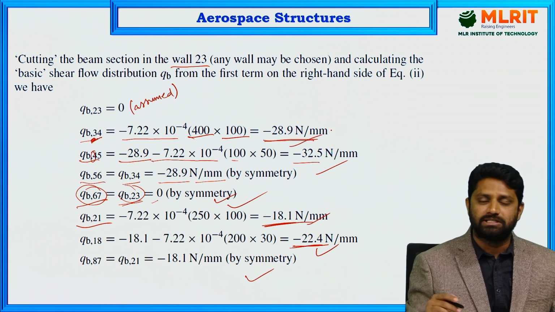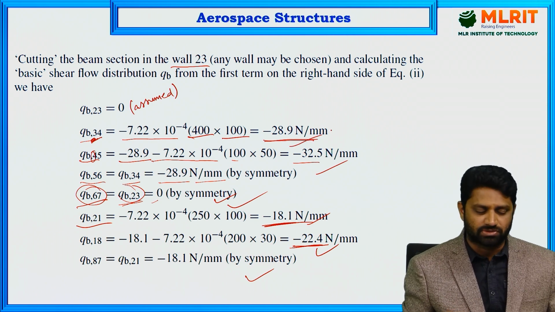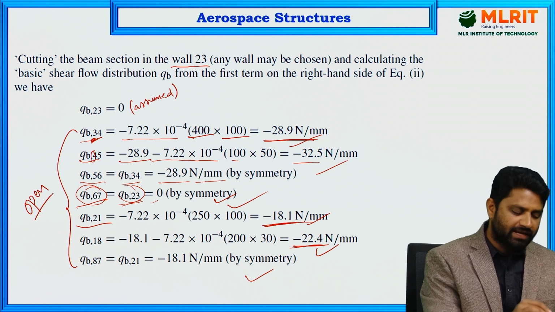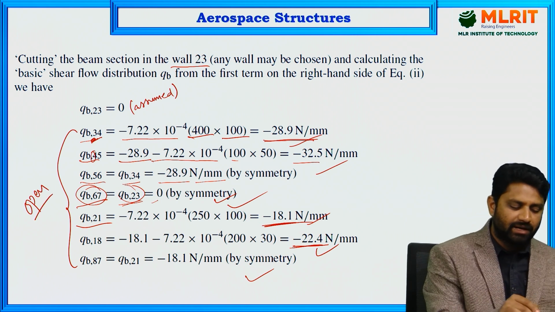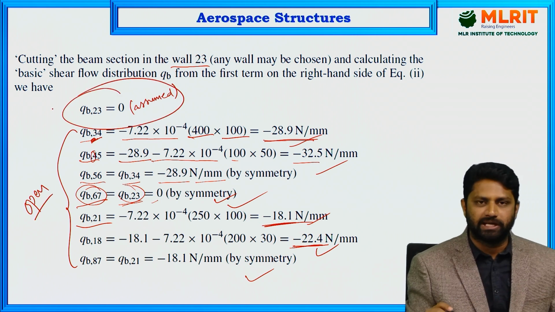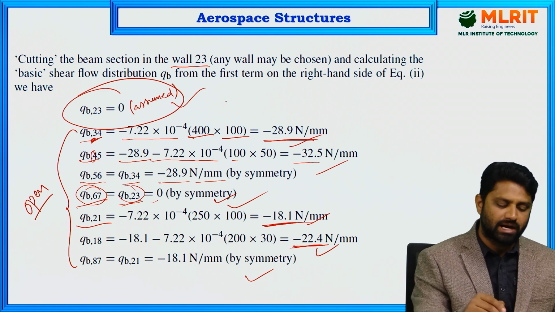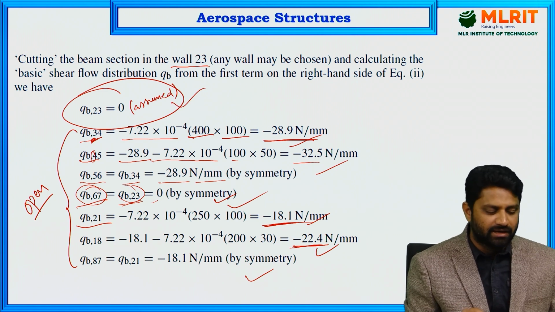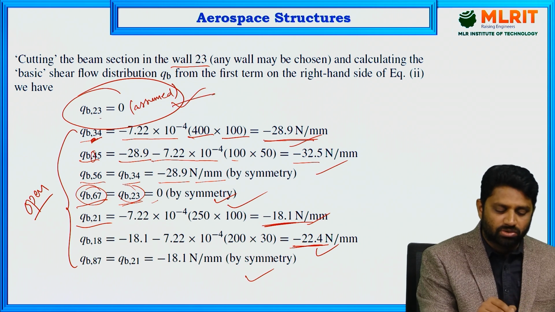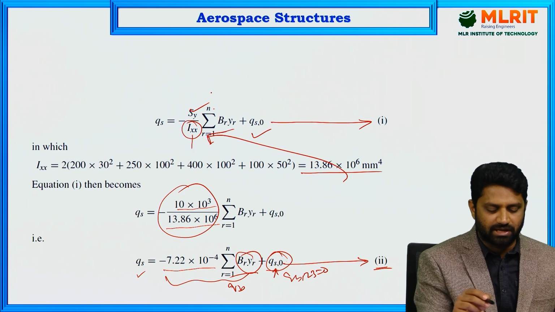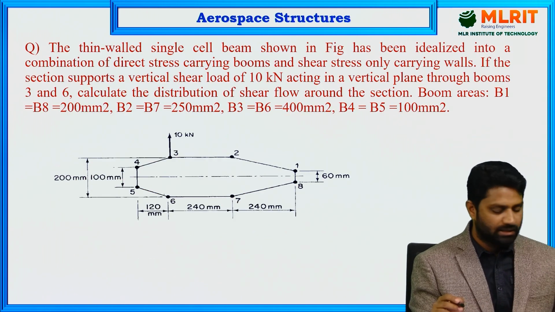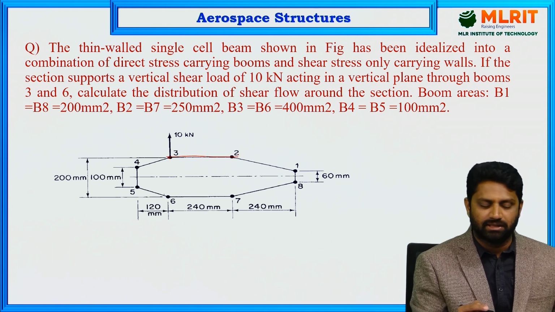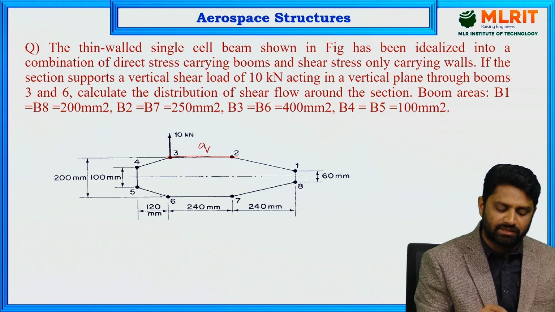Remember, these are not the actual shear flows. These are all the open section shear flows we calculated by making a cut in panel 2-3 and assuming it as 0. But in actual practice, even wall 2-3 is not 0. It is a closed section, right? If you look at the diagram here, even wall 2-3 is closed. That means if you don't make a cut here, there would have been some shear flow in this wall also.